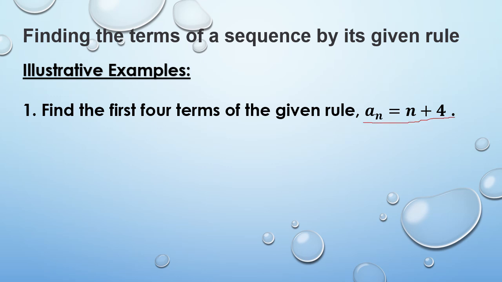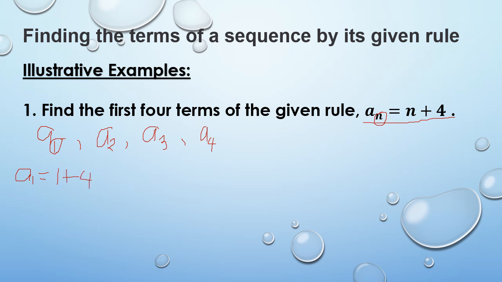So how do we get the first 4 terms? Of course, we know already that the first 4 terms are a sub 1, a sub 2, a sub 3, and a sub 4. So how do we find a sub 1? All we have to do is to replace n with 1. So a sub 1 is equal to 1 plus 4.